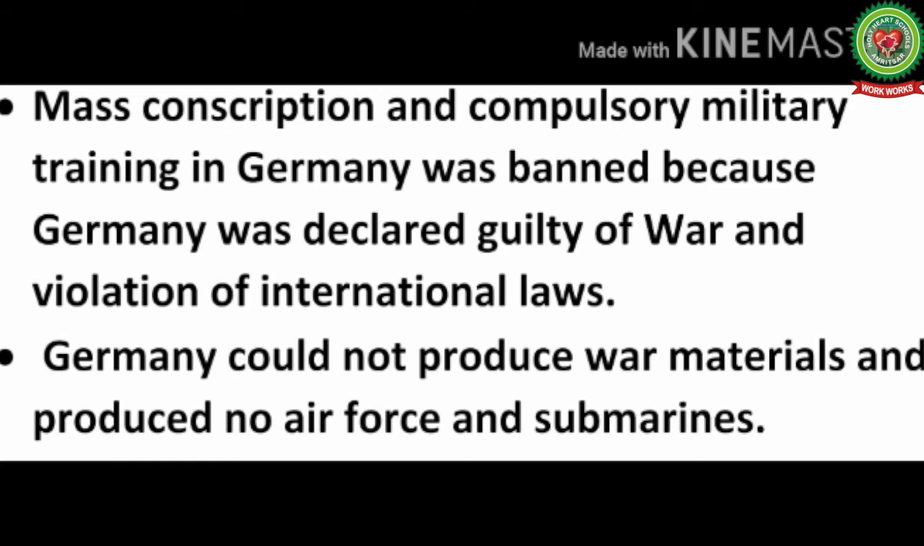Compulsory military training, which was started in Germany before First World War, was totally banned from Germany, as all the nations, especially the Allied countries, declared that Germany alone was responsible for the First World War. And Germany has violated the international laws by attacking on U-boat where the American citizens were also traveling.